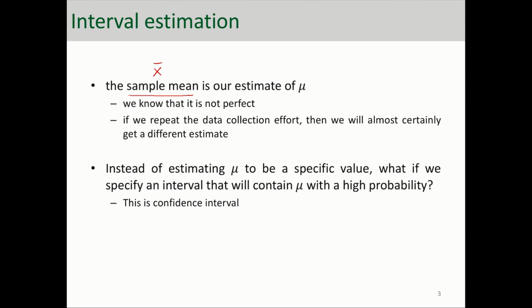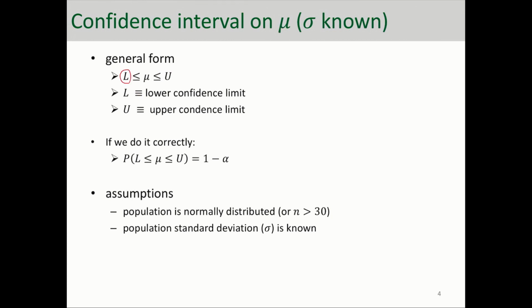But what if you calculate an interval that contains the true average of these patients with a high probability, let's say 95% probability? If you can come out and say, hey, the average age of patients in this hospital is between 45 and 48 with 95% probability, that's called confidence interval. So the goal is to find that lower limit and upper limit that brackets the true population mean with a high probability.